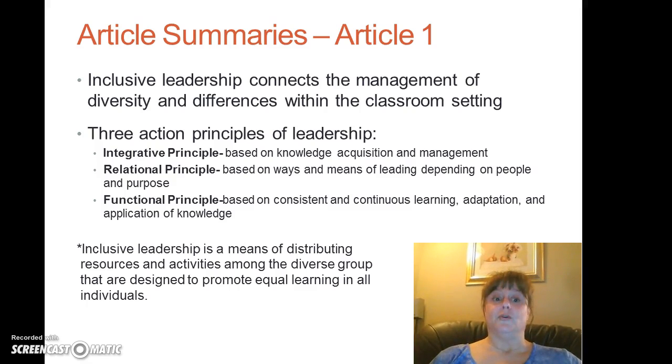It highlights too that inclusive leadership is a means of distributing resources and activities among diverse groups that are designed to promote equal learning in all individuals. You can take into consideration a teacher leading his or her students, or an administrator leading his or her teachers and employees, the people that work under that leader. All of these can apply to all of these areas in an educational setting.